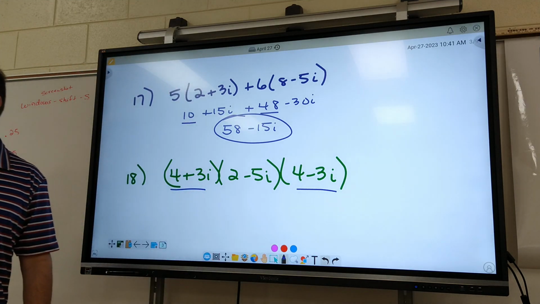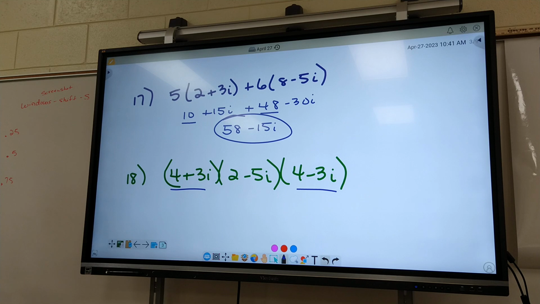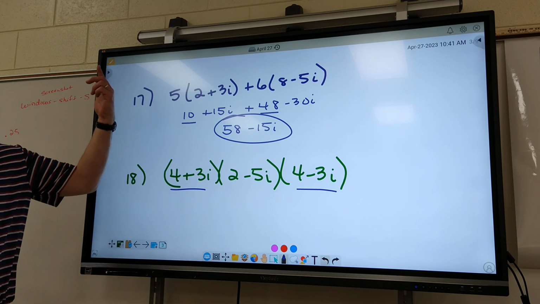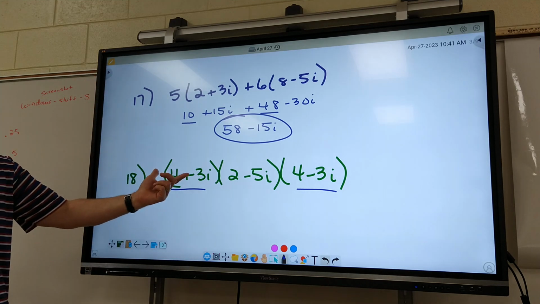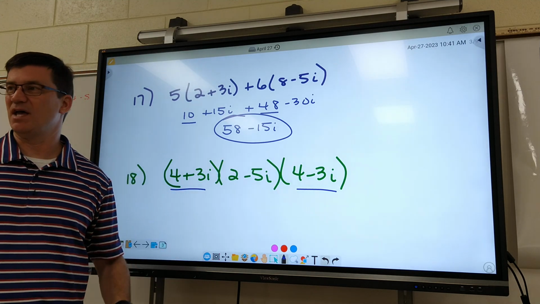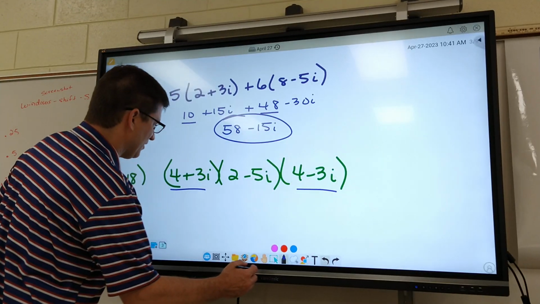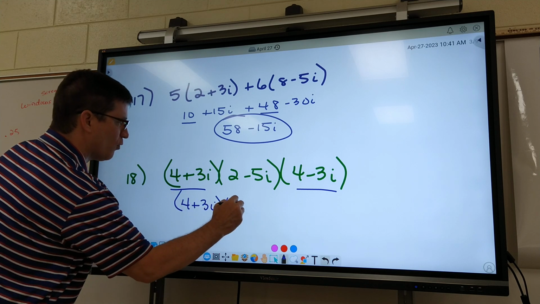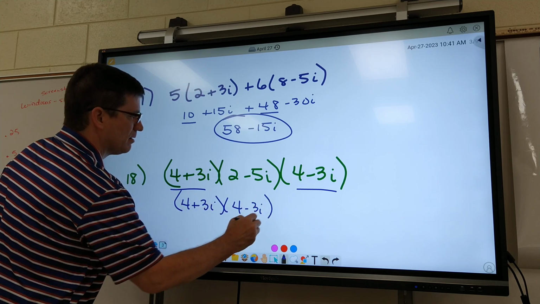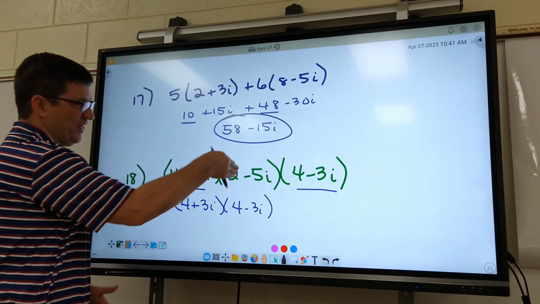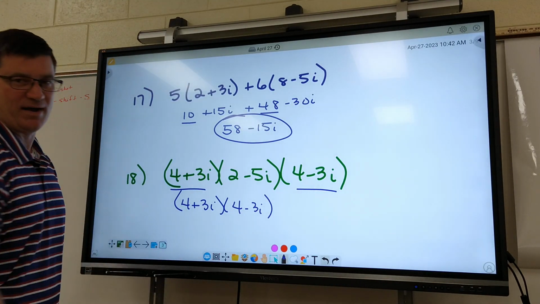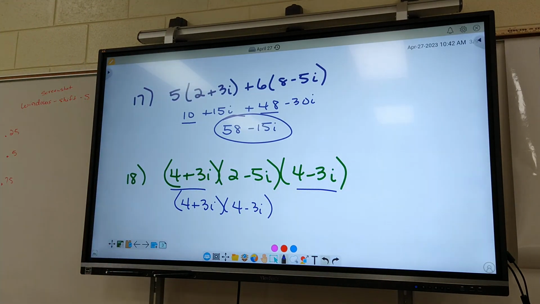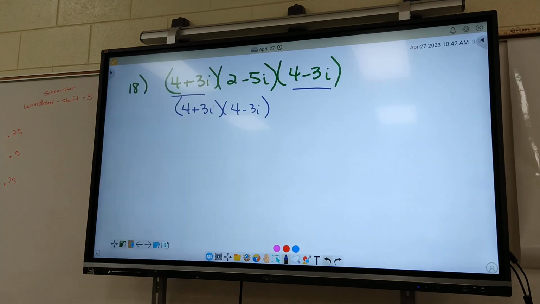Why do I think that? Because the middle is going to cancel out. How do I know that? Because we just did one like it on 16. Same numbers, one's a positive, one's a negative. So why don't we rewrite this one? 4 plus 3i and 4 minus 3i. Do that first, then bring down 2 minus 5i, and do it again. Go. All right, see what you got.